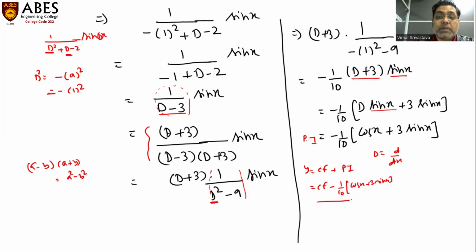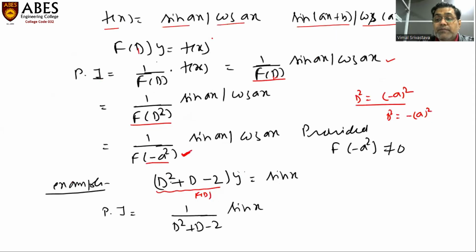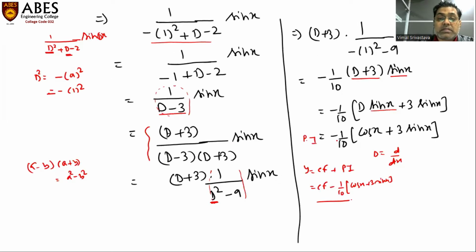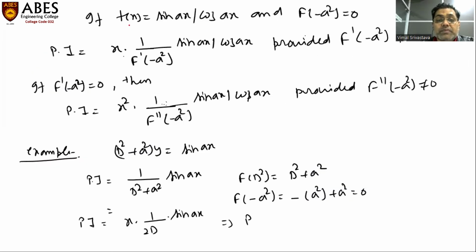Let us take another example. The important thing to remember here is that once we apply this formula, this is f of D², the condition is that f of −a² should not be 0. That means once we replace D² by −a², the denominator should not be 0. If it is 0, what will we do? We will see in the next example. Suppose again we have f(x) = sin ax or cos ax, and in this case f(−a²) is equal to 0.